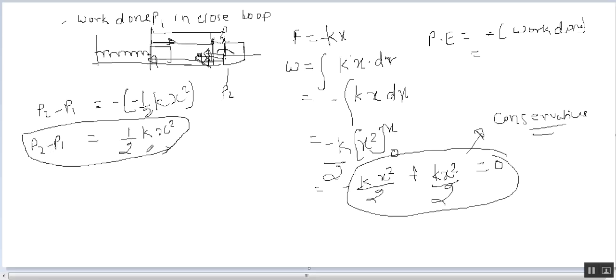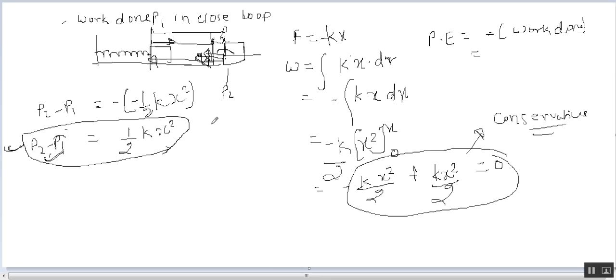So you're changing the potential energy. One important thing is that you could choose either P1 or P2 as 0. I will discuss these things at a later stage of the lecture. So this is how the potential energy relationship is established for a spring.